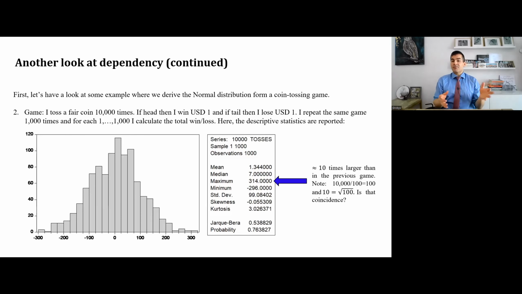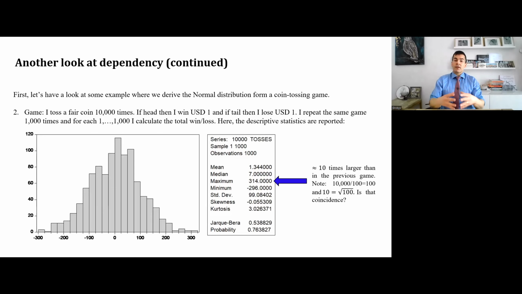The standard deviation is 99.08. Kurtosis is 3.03. Obviously it moves more to 3 now, the more often in each iteration we toss a coin. If we would have 1 million coin tosses, kurtosis would probably be 3.000 and then some figures.